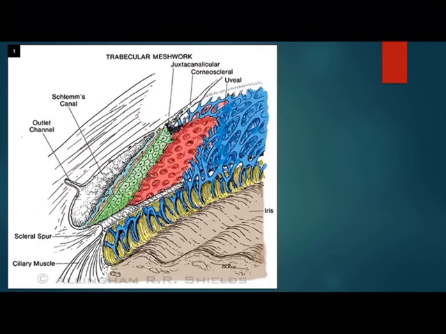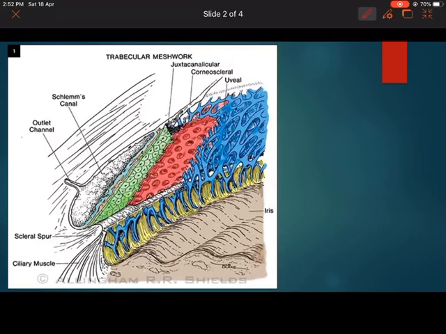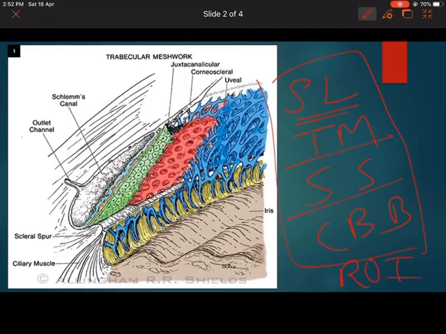Coming to the structures of the anterior chamber angle. One, you have Schwalbe's line, then you have trabecular meshwork, then you have scleral spur, then you have ciliary body band. These four structures you should be remembering. Then you also have the root of iris, that's okay. You should remember these four structures in order to grade the anterior chamber angle. Now we'll see how it is seen.